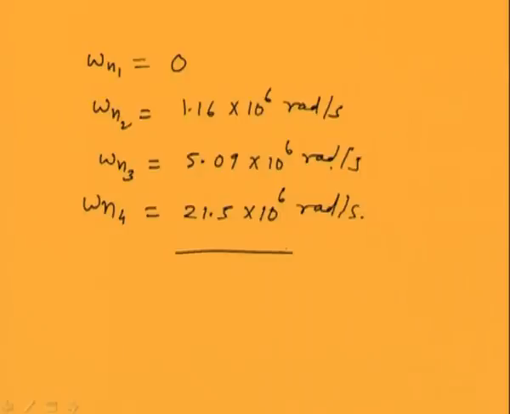Because in this particular case we had 4 disks, so we got 4 natural frequencies of the system. And because the ends of the shafts were free, we got 1 natural frequency as 0, which corresponds to the rigid body mode of the vibration.